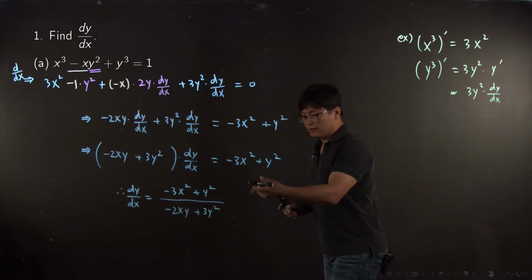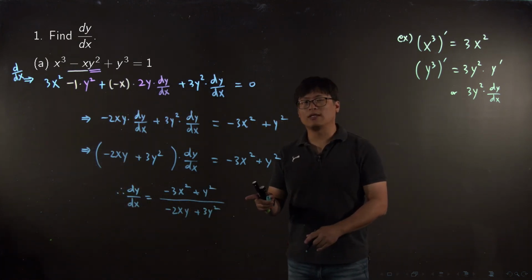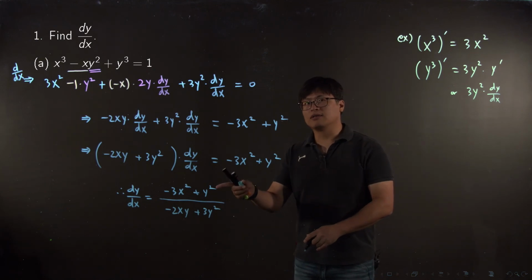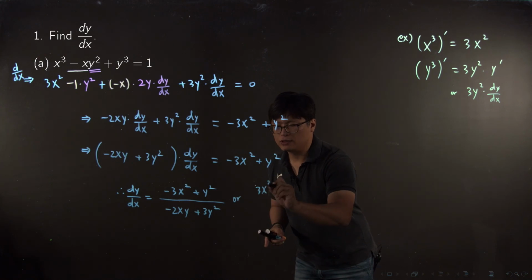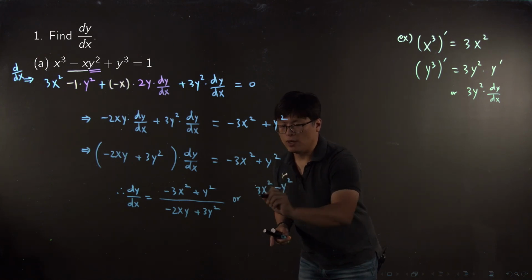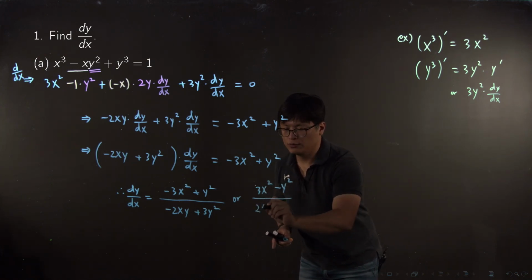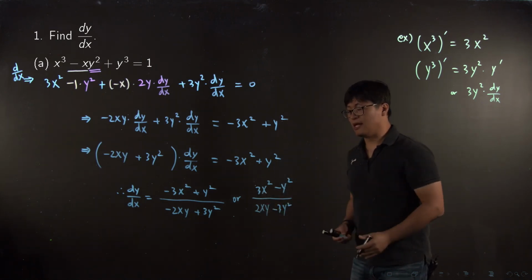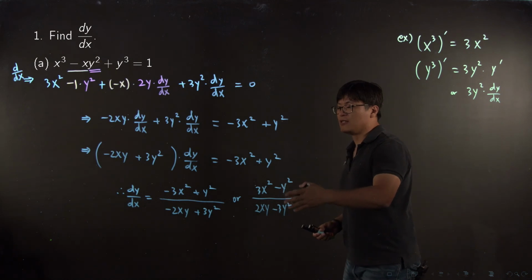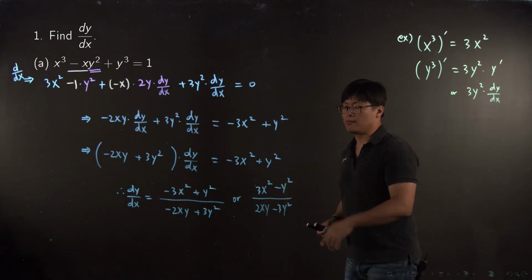So, this is fine. But if you want to write it with the leading term as positive, then you can do 3x squared minus y squared over 2xy minus 3y squared. Actually, they are the same, but I just multiplied by negative 1 on top and bottom at the same time.